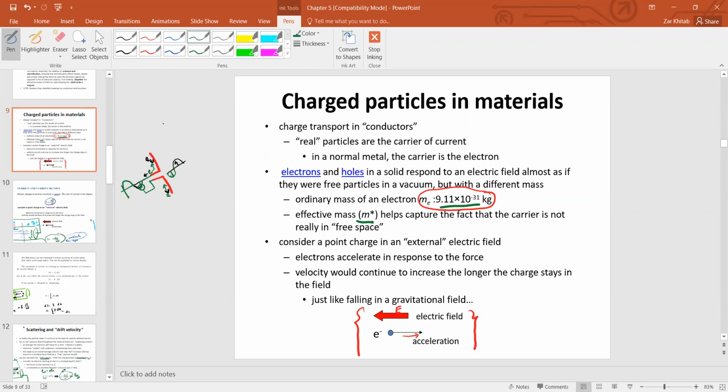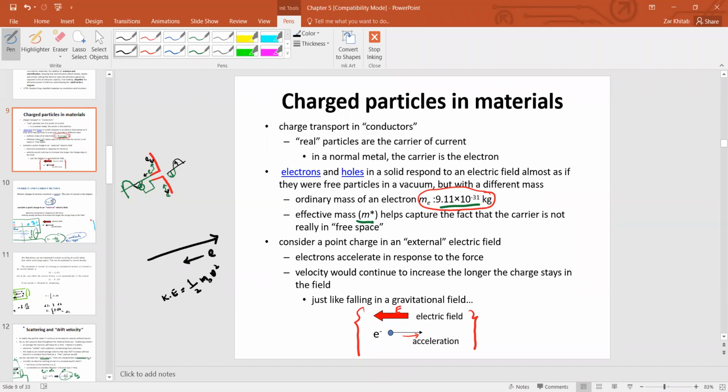So effectively, the basis is that whenever we have an electric field, suppose in this direction, the electron will always move against it. And in the process, the electron is going to get its kinetic energy, which is known to us and is half mv square.